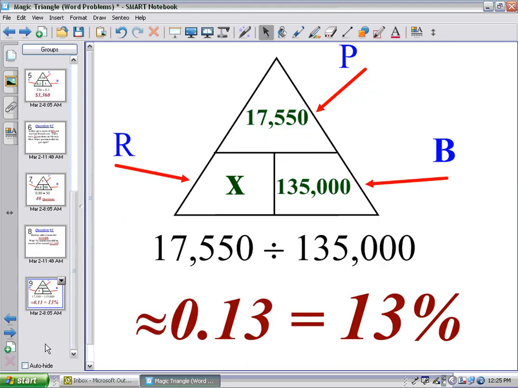So then my triangle takes this shape. And this means I take the top value divided by the bottom value. And when I do that, I get approximately 0.13. Well, guess what? The question's asking me for what percent. So now I have a decimal value. I need to make my decimal value a percent value by multiplying it by 100. So 0.13 becomes 13%. And this, ladies and gentlemen, is how you tackle word problems using my magical triangle.